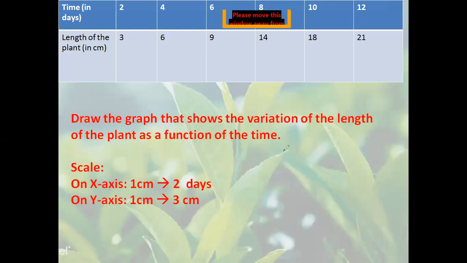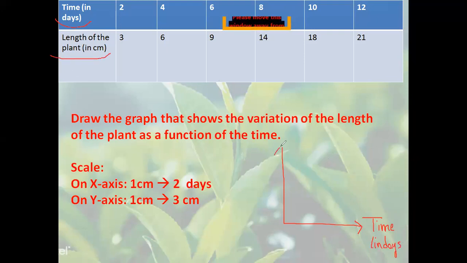Let's do the graph, the smaller graph here. Where is the x-axis? It's here, it's down. So always the one that's found up in the table should be down in the graph. So here it should be the time in days. And on the y-axis, the one that is found down in the table should be found up in the graph: length of the plants. You have to put the unit. Length of the plant in centimeter.